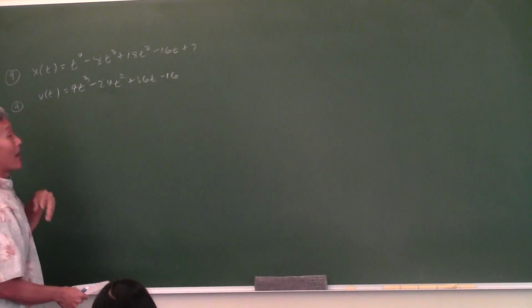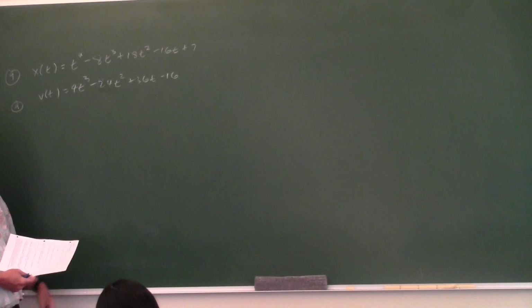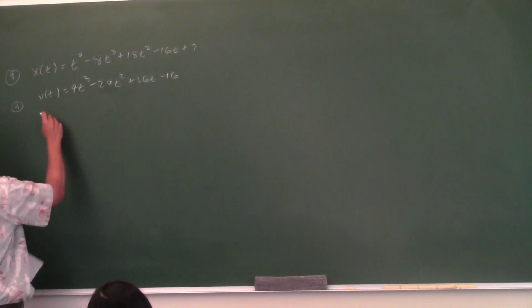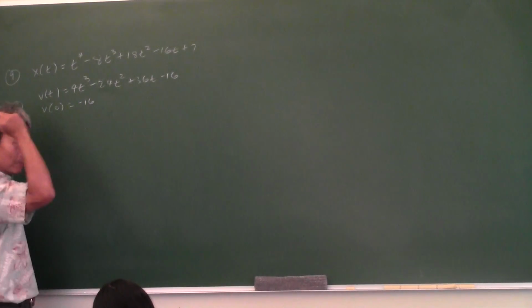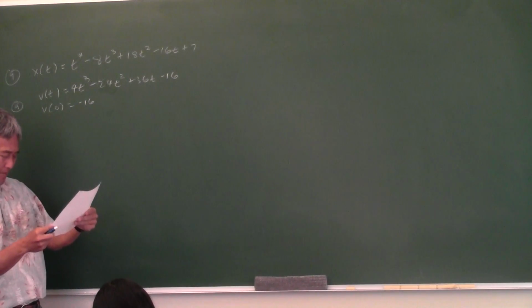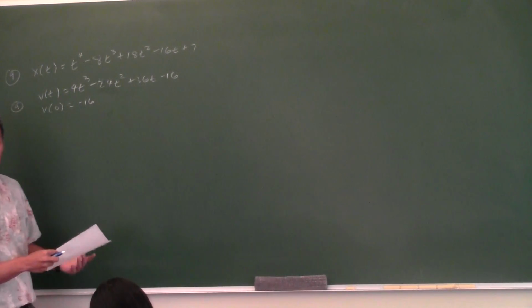Okay, here's the velocity. How do you find the initial velocity? What does the initial velocity mean? Well, the velocity when t is 0. So what is v of 0? If I plug in 0, you get negative 16. Boom. Okay, b. Find the velocity of the particle each time the acceleration is 0.